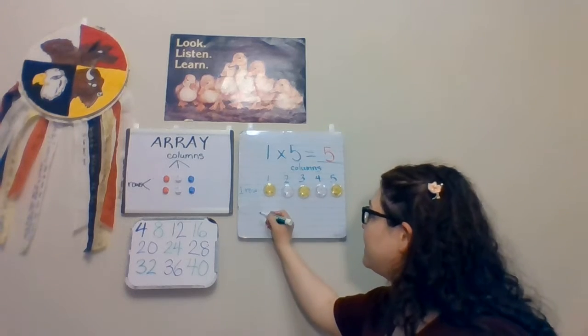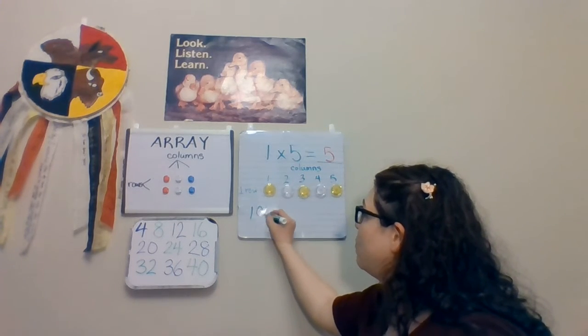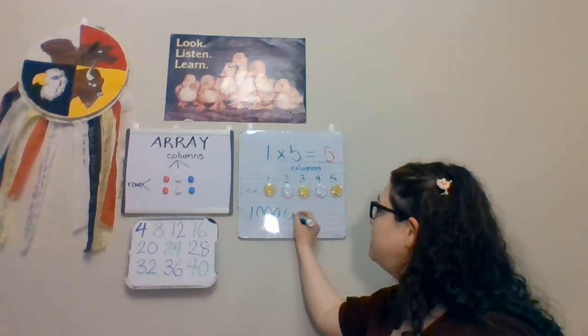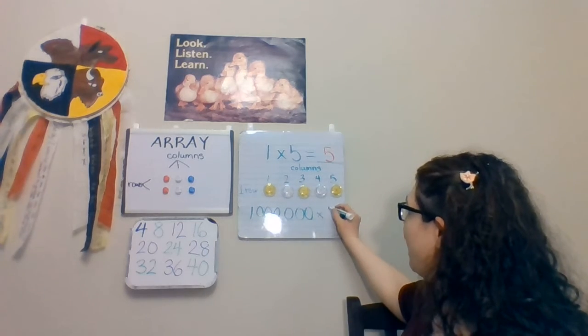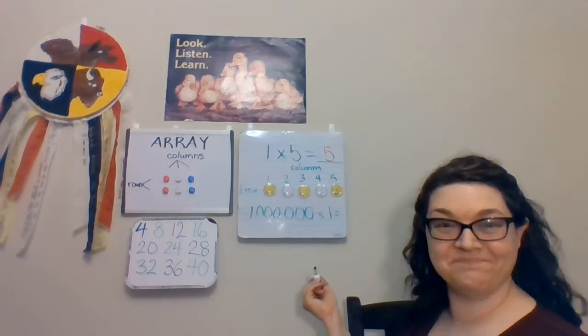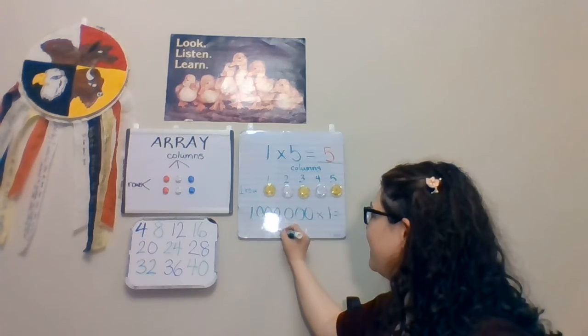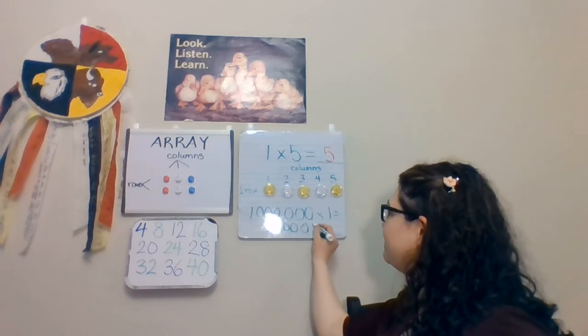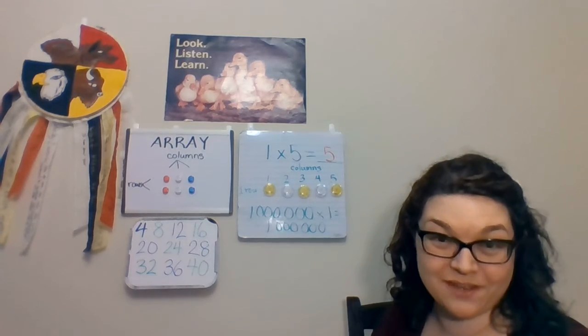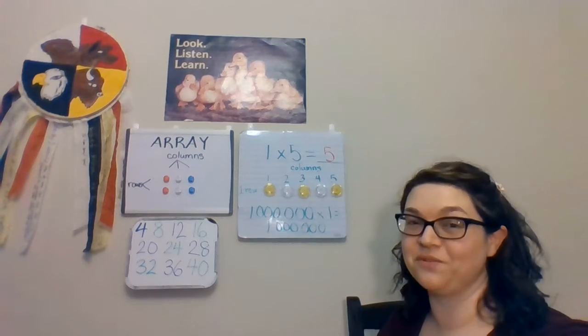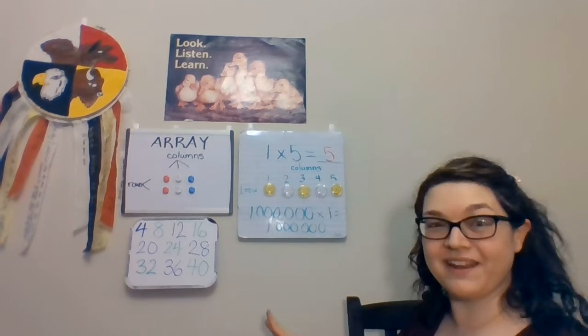So for example, you could say, what's 1 million times 1? The answer is, once again, 1 million. So there, you can impress your friends unless they've watched this video too, and then they'll say, yeah, we know that already. But go impress somebody.